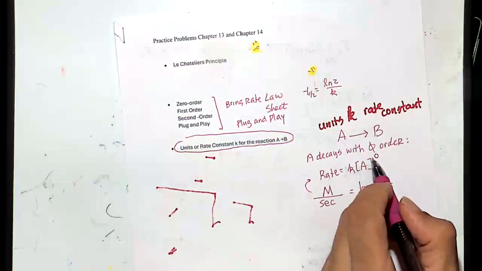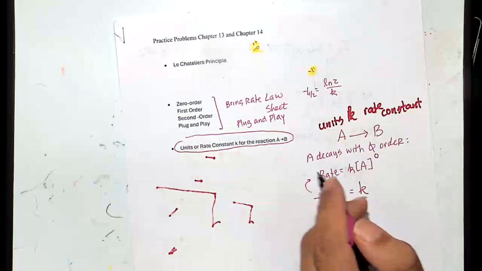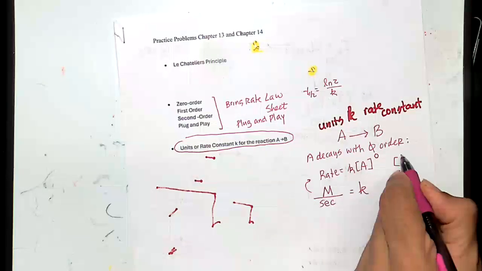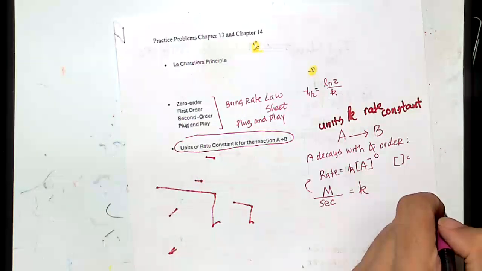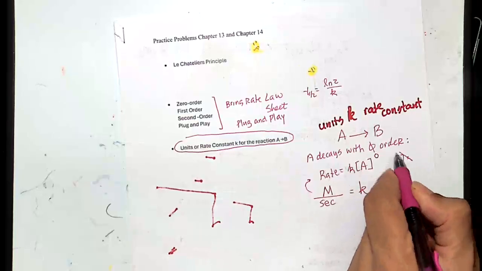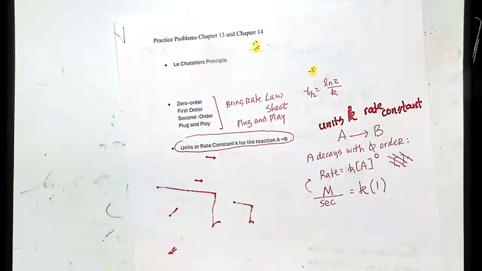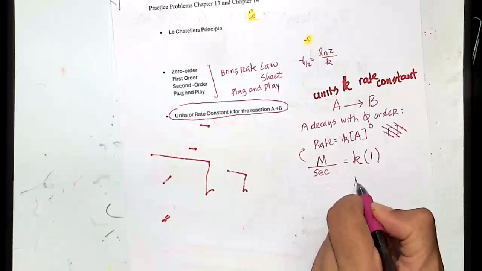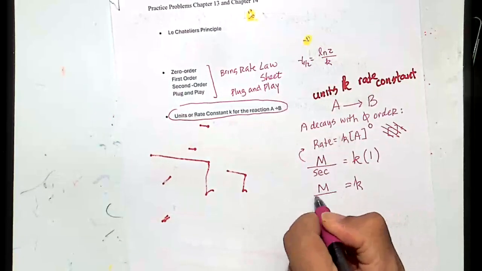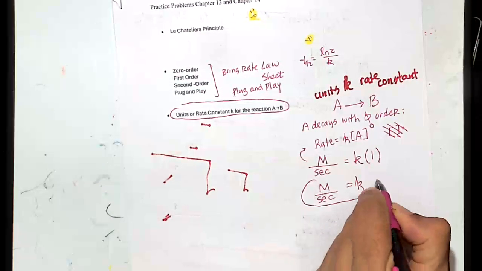So this is equal to k. Anything to the power of 0 is what? 1. Anything to the power of 0 is 1. So the units of k for a zero order reaction are going to be molarity over second.